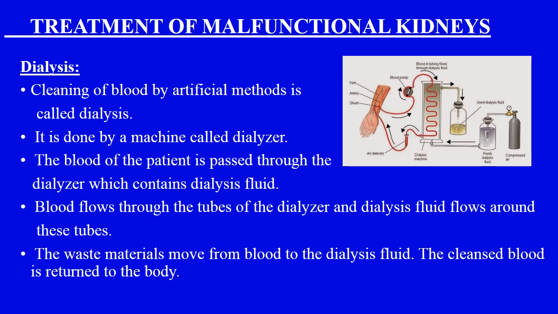Now this one is the dialysis machine. It is done by a machine called dialyzer. The blood of the patient is passed through the dialyzer, which contains dialysis fluid. Now in this dialyzer, the fluid which is present is known as dialysis fluid. Blood flows through the tubes of the dialyzer, and dialysis fluid flows around these tubes.